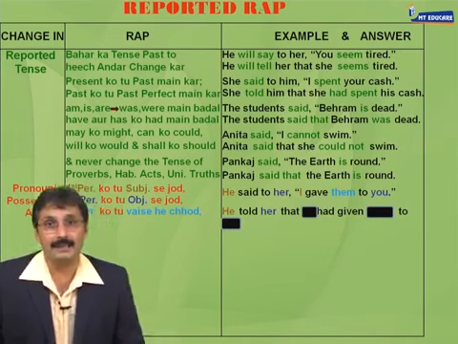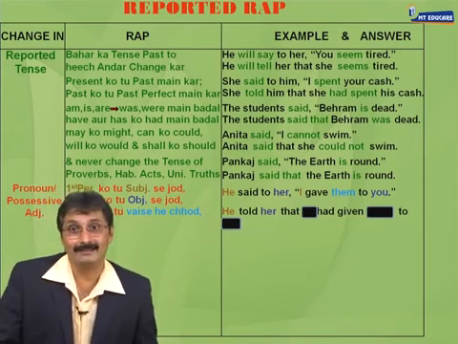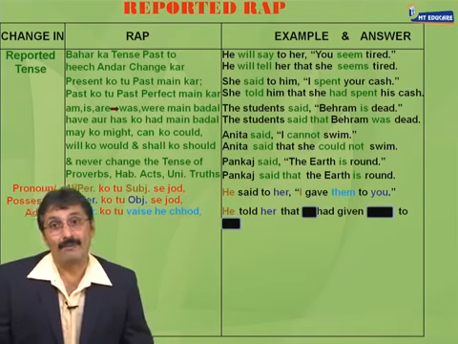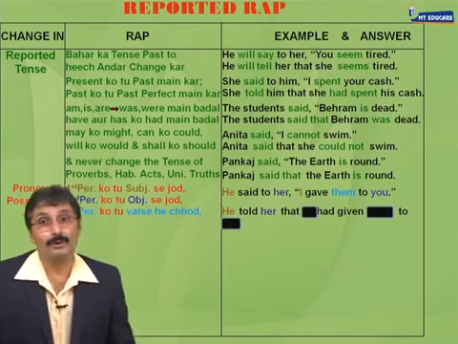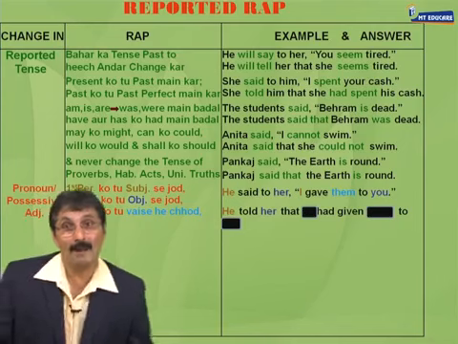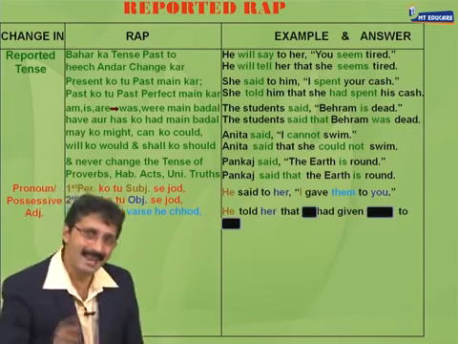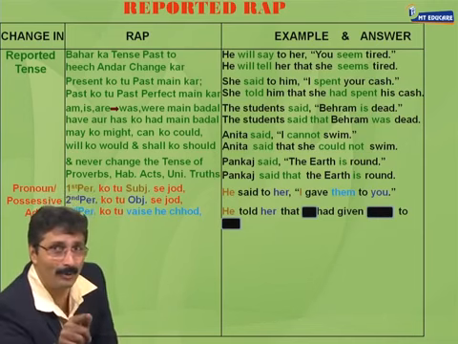Already, as you can see, he told her that. We have used the connective rule, right? Gave became had given. We have used that rule. Past को तू past perfect में कर. क्यों? बाहर का tense past तो ही अंदर change कर. And now what are we going to do? Now we are going to use this rule.